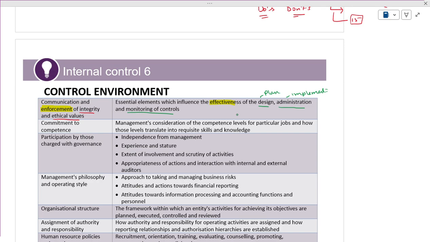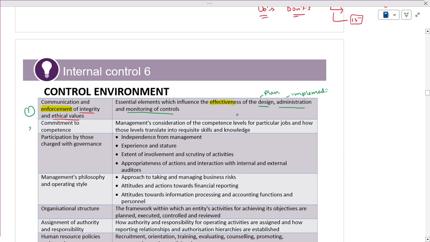The first one is communication, or informing. You should not only see, you have to keep them informed. You have to orient them. You have to make them aware that these are the controls and these are the things you should follow. That is the first point.